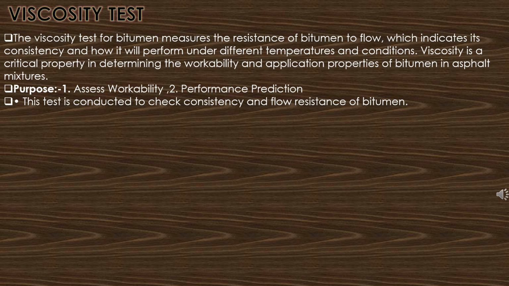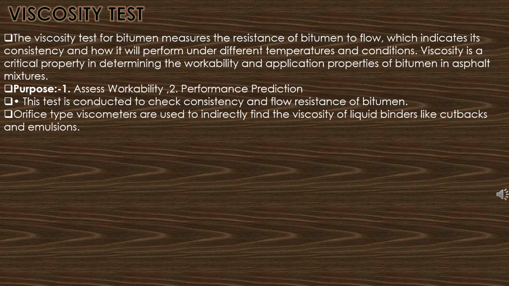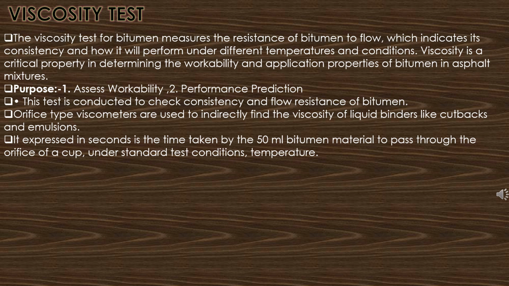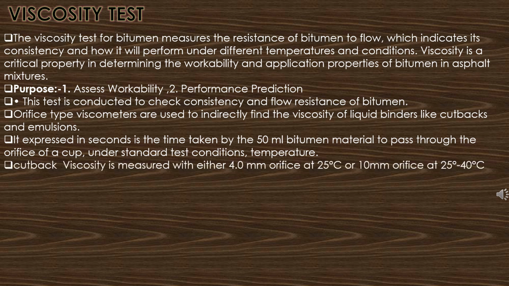This test is conducted to check the consistency and flow resistance of the bitumen. Orifice type viscometers are used to indirectly find the viscosity of liquid binders like cutback and emulsion. It is expressed in seconds, the time taken by 50 ml of bitumen material to pass through an orifice cup under the standard test condition temperature. The cutback viscosity is measured with either a 4.00 mm orifice at 25 degrees centigrade or a 10 mm orifice at 25 to 40 degrees centigrade. The bitumen should not be too viscous or too less viscous.